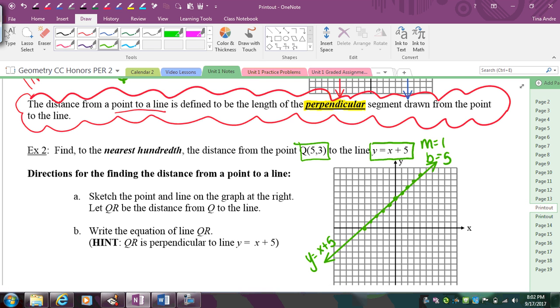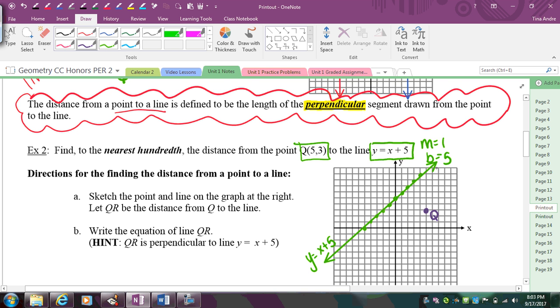And then we have our point Q. So 5, comma 3. So 1, 2, 3, 4, 5. 1, 2, 3. And there's my point. So hopefully already you can see that I can't count this distance. It's not going to be the same as just going ahead and counting perpendicular to this.